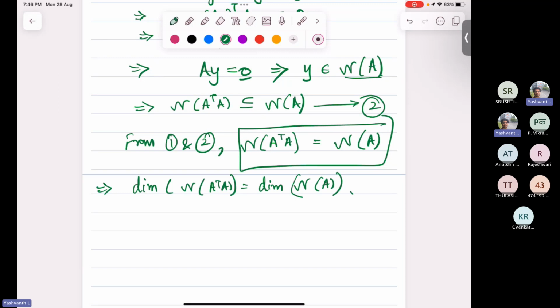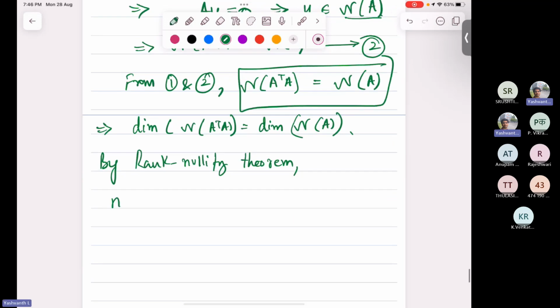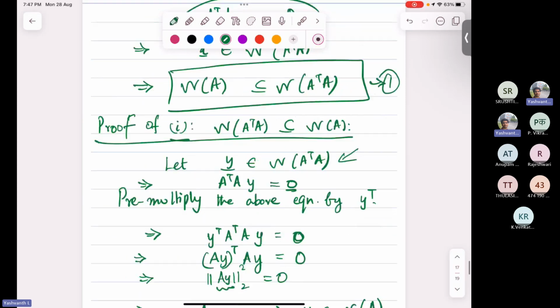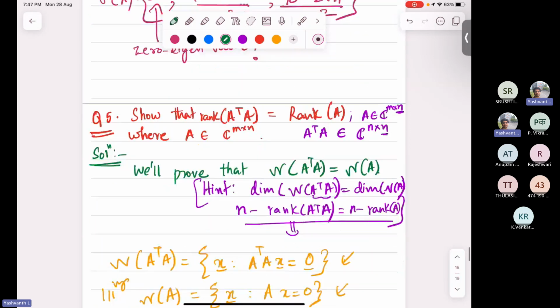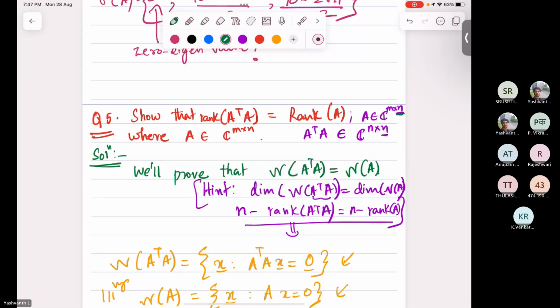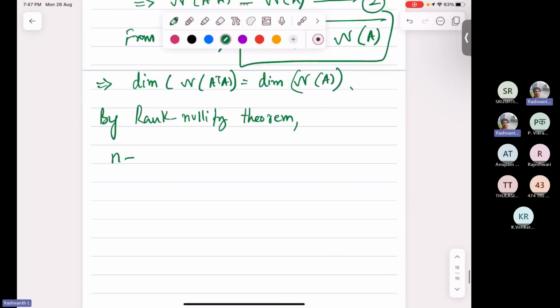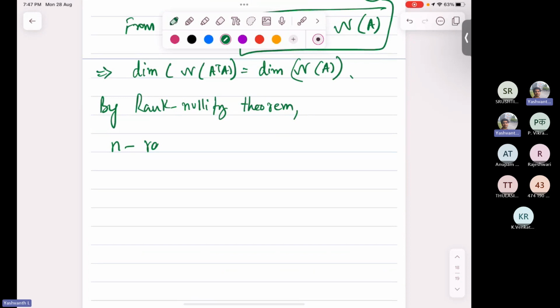Now by the rank nullity theorem, A transpose A has, what is the number of columns in A transpose A? N. That's what I showed you. So N minus rank of A transpose A is equal to N minus rank of A.